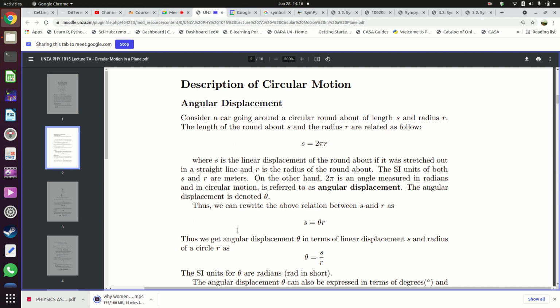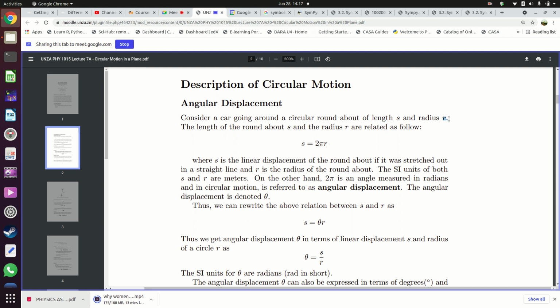Now, if you have a car which is going around a roundabout, this car has got tires. This roundabout has got a certain length, or circumference, since the car has to go around it, and we're going to denote the length of the roundabout S. And of course the roundabout has got a certain radius R. So if the length of the roundabout is S and the radius of the roundabout which the car is going around is R, we know that a roundabout is a circle.